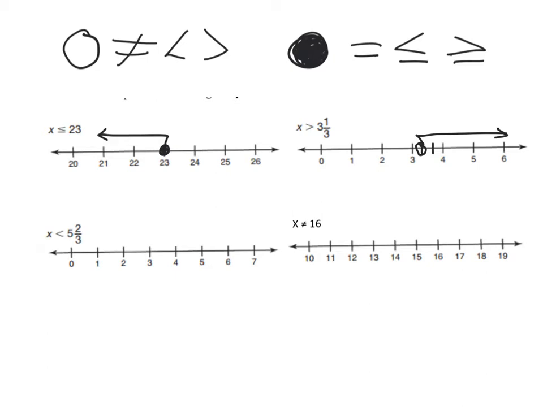Next, we have 5 2/3. So once again, I'm going to break this 5 up over here. Going to have an open circle again, and we're going to be going to the left because it was x is less than 5 2/3. Lastly, we have x is not equal to 16. So we're going to have an open circle, and it can be any number to the left or to the right.